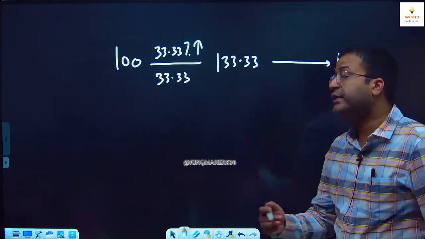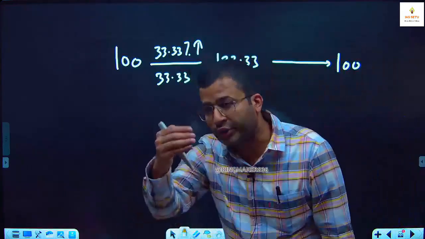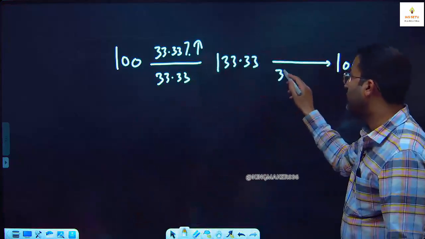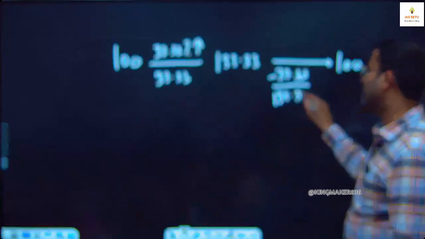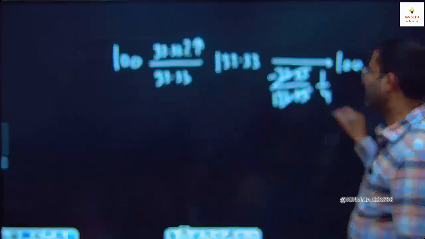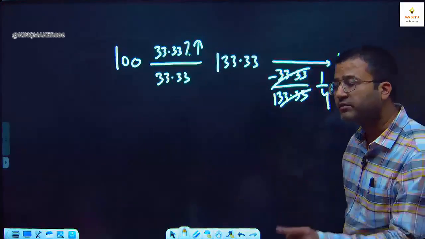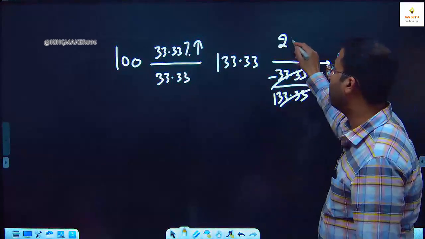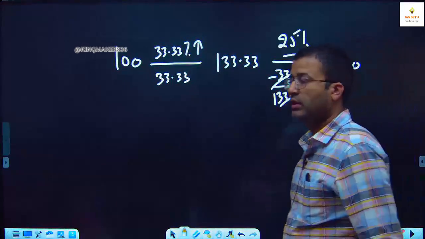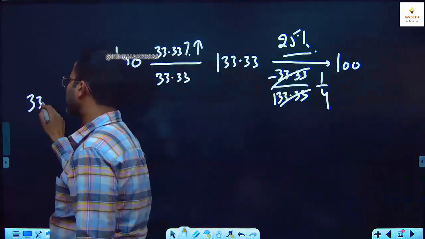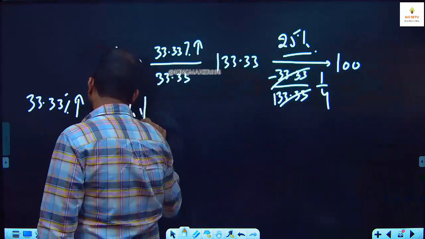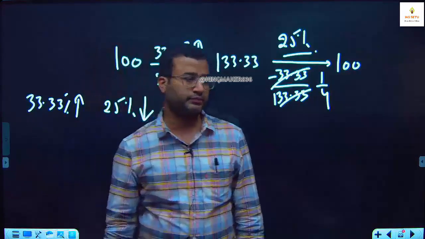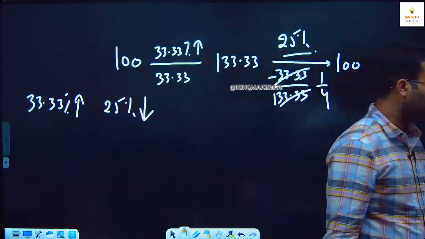So here what he or she will do right now will reduce your salary by 33.33 out of 133.33, which is going to be 1 by 4. And what is 1 by 4? 25%. So 33.33% increase compensated by 25% decrease. Reverse is also true. हाँ जी सर, wait.